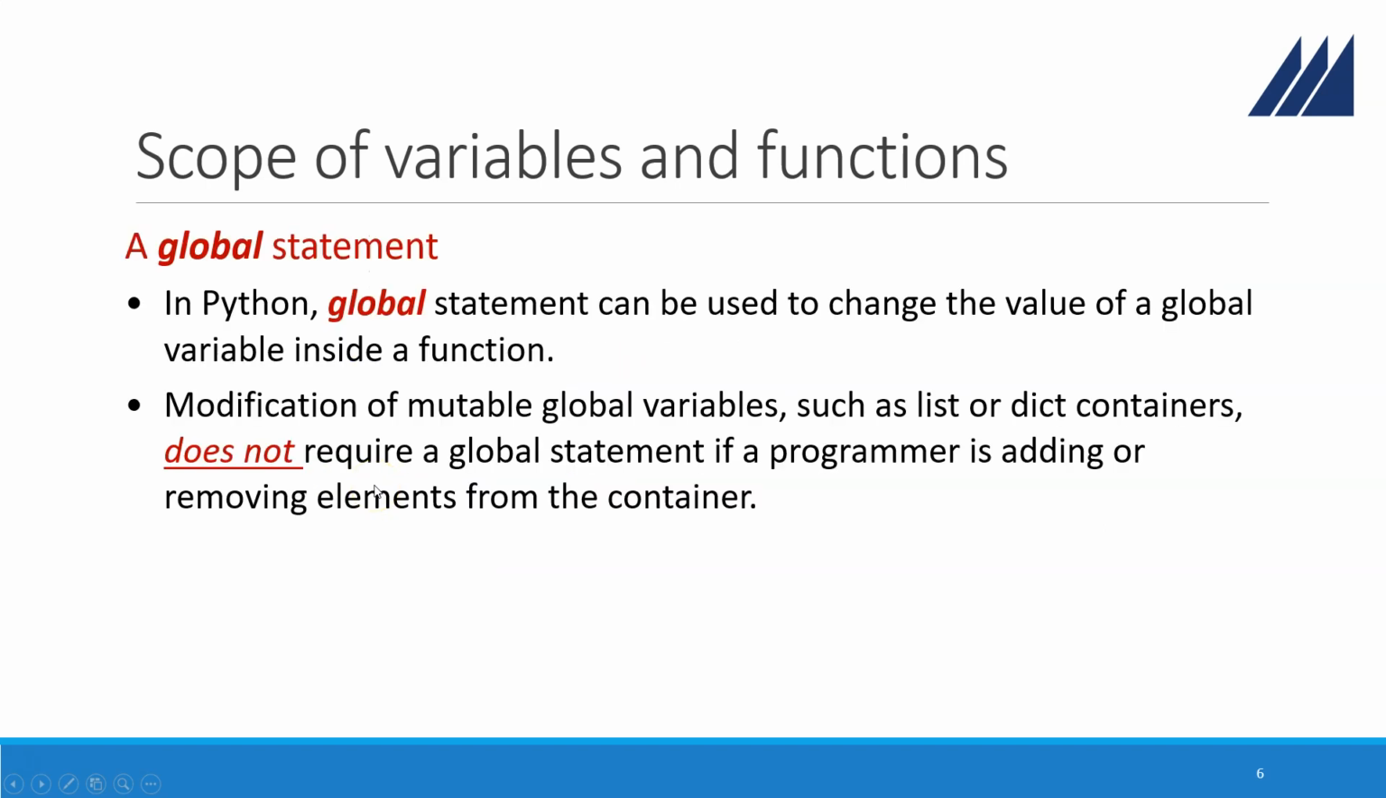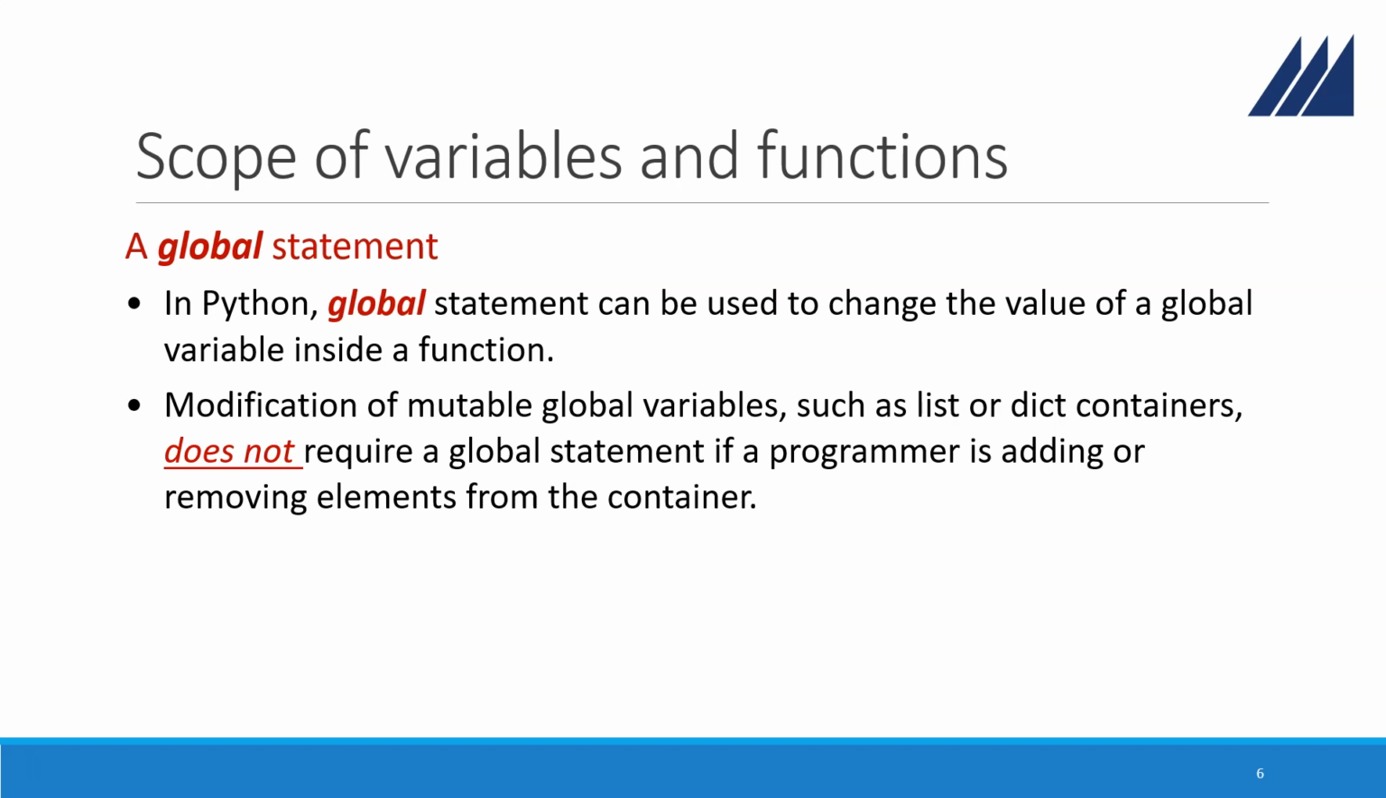We're going to see some examples that will make it more clear. In Python, we have something called a global statement. What is a global statement in Python? A global statement in Python is something that you can use inside the function to change the value of the global variables.